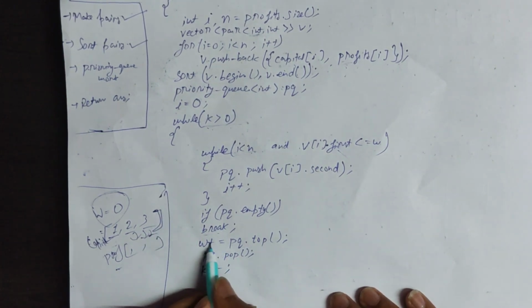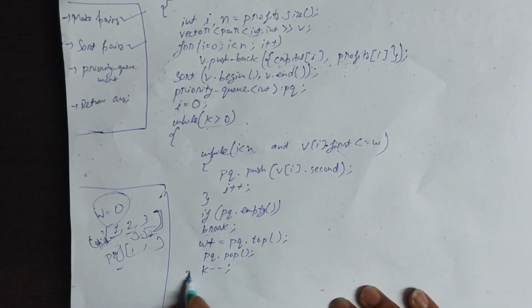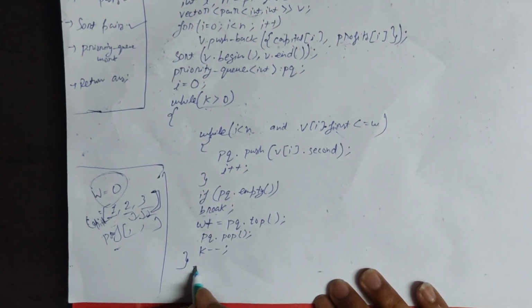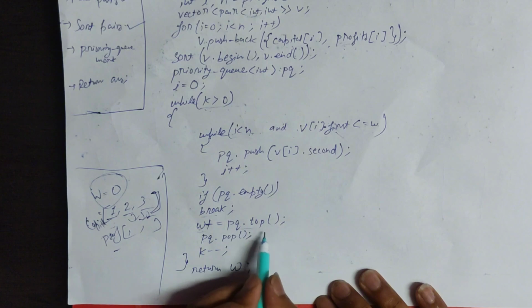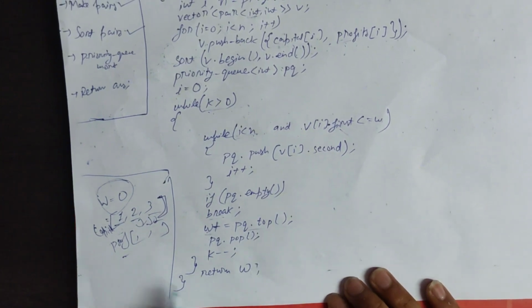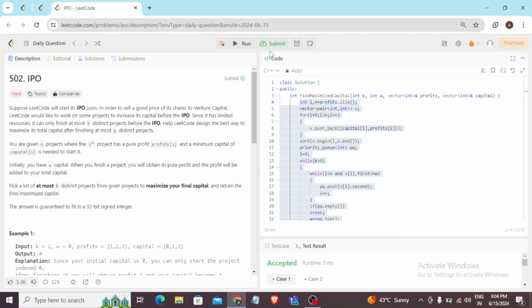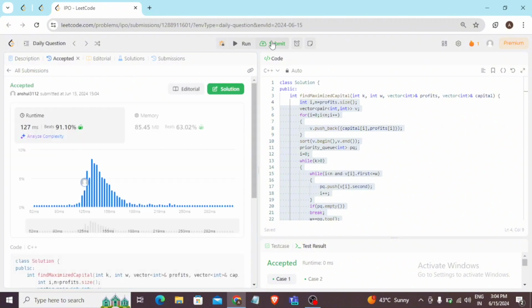We will only do w plus equals pq.top() k times, and after this whole execution we will return our answer. We will return w. w will be our final answer as we are incrementing all the values in w. Just close this loop, and now this is our final code. Let's submit our code. So our code is accepted. Thank you for watching.